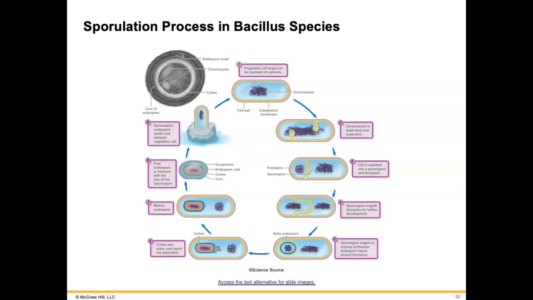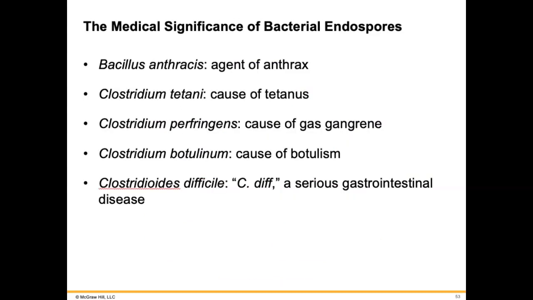Bacterial endospores, medical significance of them. Bacillus anthracis has the ability to make endospores. It is the agent of anthrax. Clostridium tetani causes tetanus. Clostridium perfringens causes gangrene. Clostridium botulinum causes botulism. Never a good day when you get that.